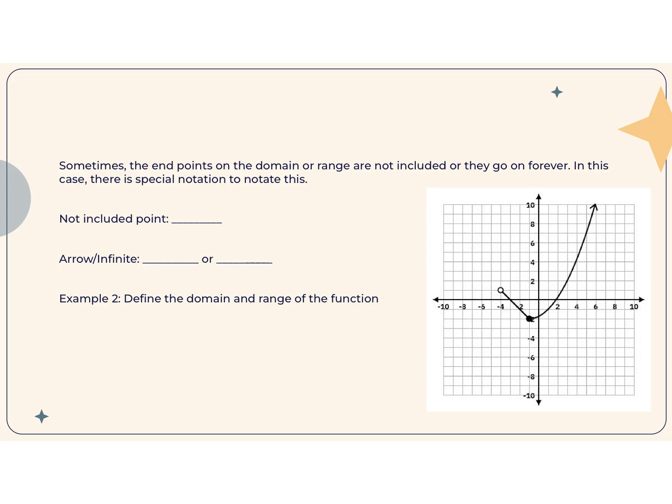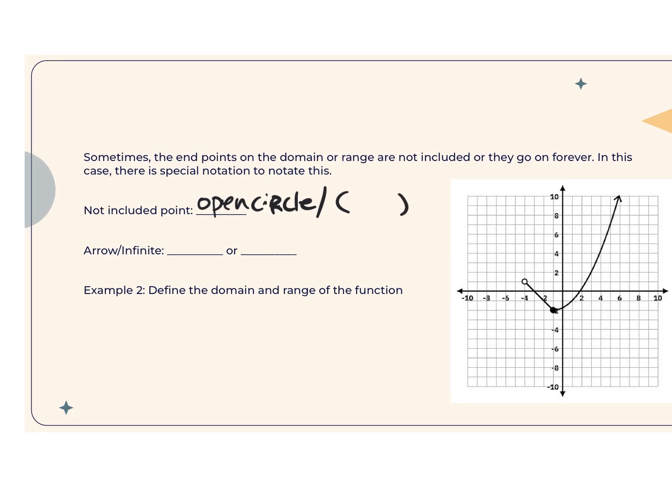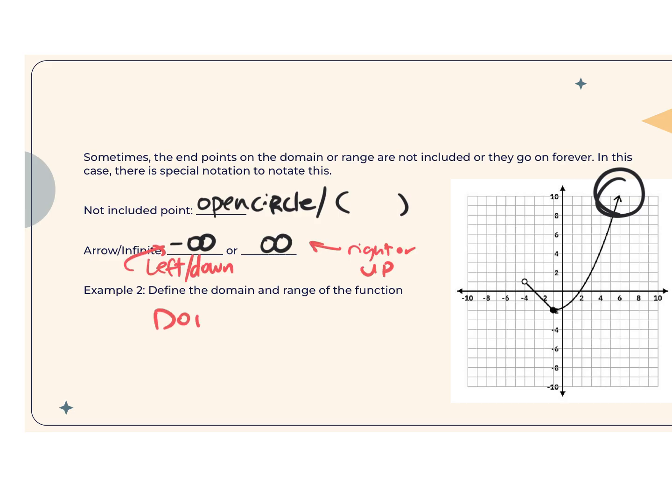So if we don't want to include a point, we are going to use an open circle to represent that graphically. But on our interval notation, we are going to use a parentheses. Additionally, if we want to define an infiniteness, you see how this graph has an arrow over here? If we want to define that infinity, we have to use the infinity symbol. So if it's going left or down, we use the negative infinity. If it's going right or up, we use the positive infinity symbol. So brings us to our example here. So we are going to do the domain and range of this graph.